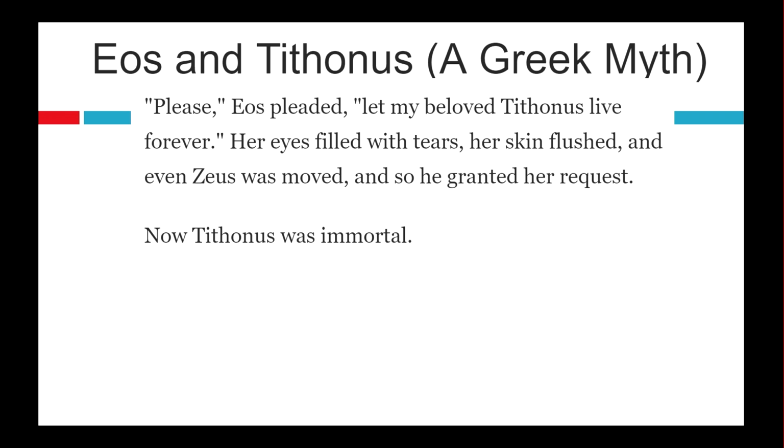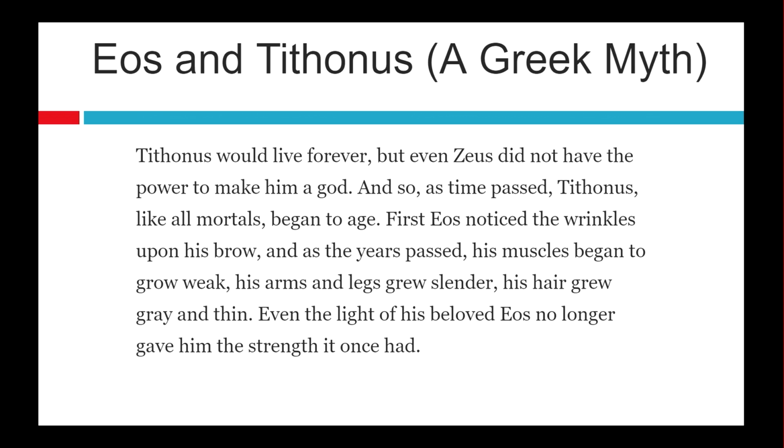So there's a Greek myth. Eos is the goddess of dawn, and she's an immortal. Tithonus is the son of the king of Troy, and he's human. Eos pleaded, let my beloved Tithonus live forever. Her eyes filled with tears, her skin flushed, and even Zeus was moved, and so he granted her request. Now Tithonus was immortal. Tithonus would live forever, but even Zeus didn't have the power to make him a god. And so as time passed, Tithonus, like all mortals, began to age. First, Eos noticed the wrinkles upon his brow, and as the years passed, his muscles began to grow weak. His arms and legs grew slender, his hair grew gray and thin. Even the light of his beloved Eos no longer gave him the strength it once had.